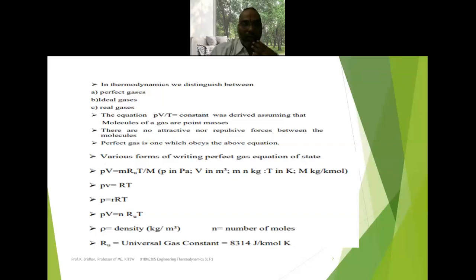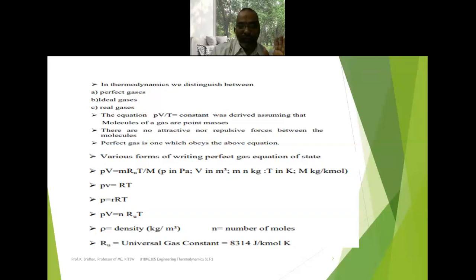And here is a very important one, that most people normally feel that PV is equivalent to MRT, where R stands for the characteristic gas constant, but it is the universal gas constant. So what is the difference between the universal gas constant and the characteristic gas constant? It is very important. Whatever we are studying as RU, the U stands for the universal gas constant. That is, this value is the same for all the gases.